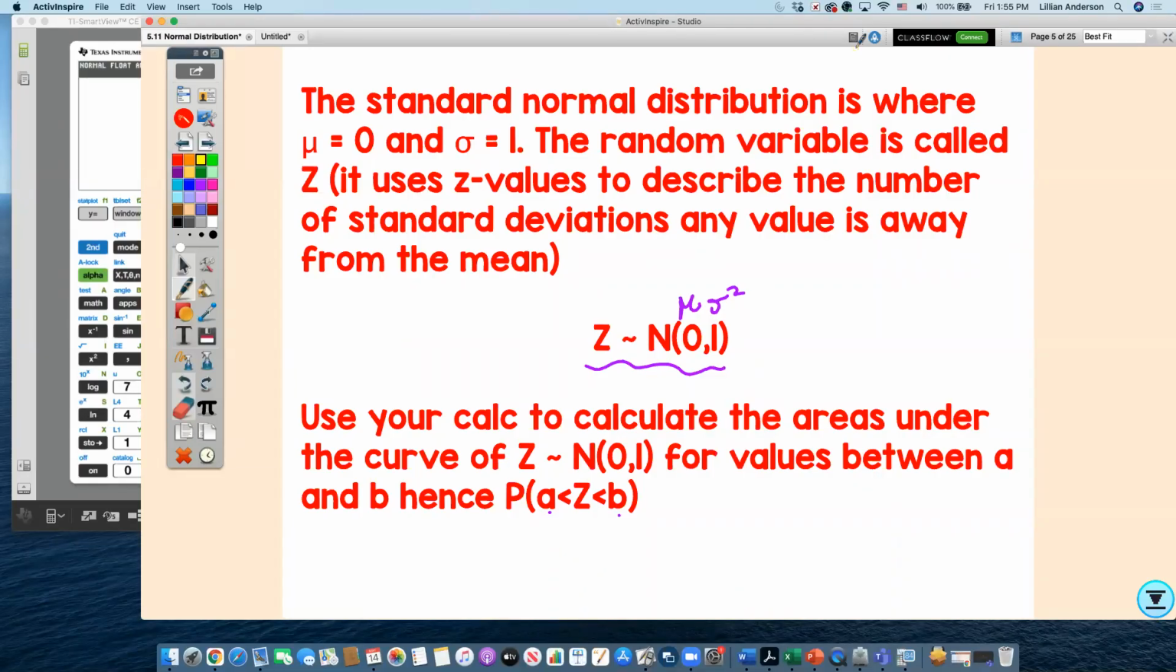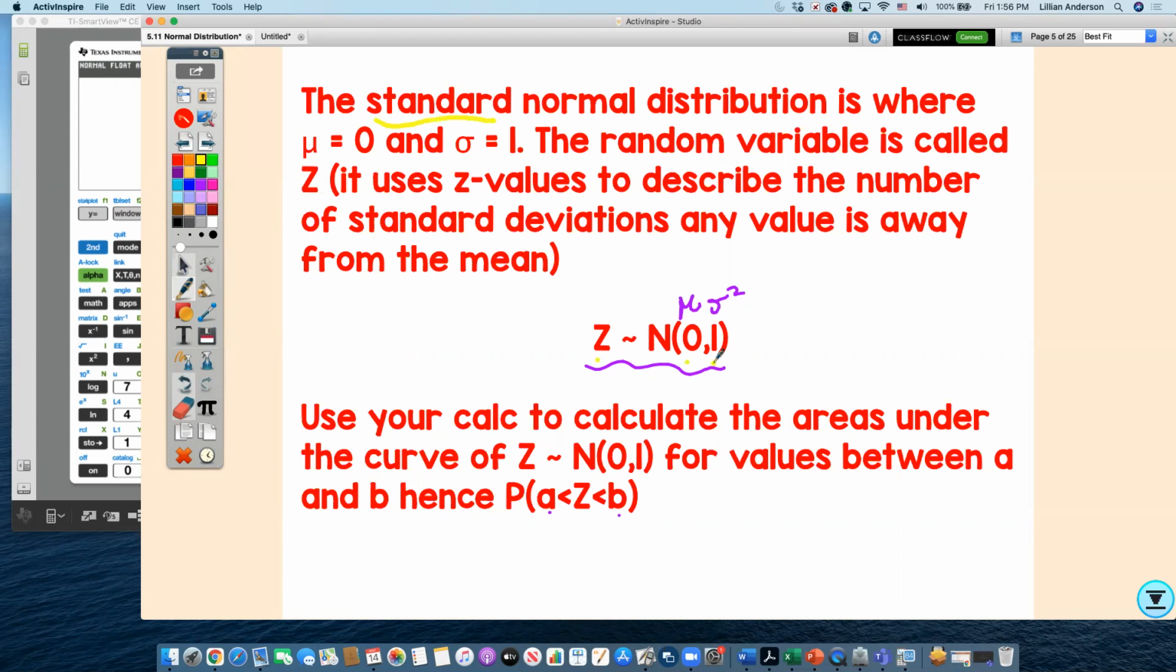So the notation for a standard normal distribution is what you see here, very similar to a normal distribution curve. But since this is a standard normal distribution curve, you use Z instead of X. Your mean is 0 and your standard deviation is 1.